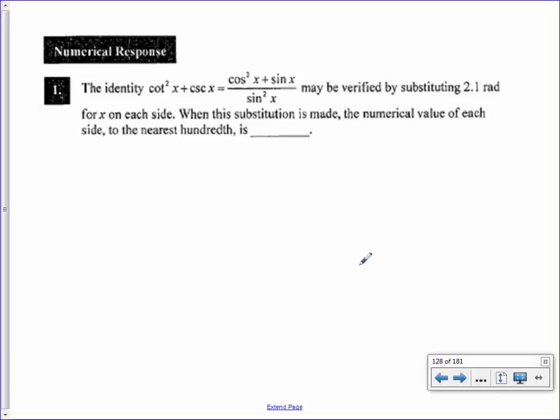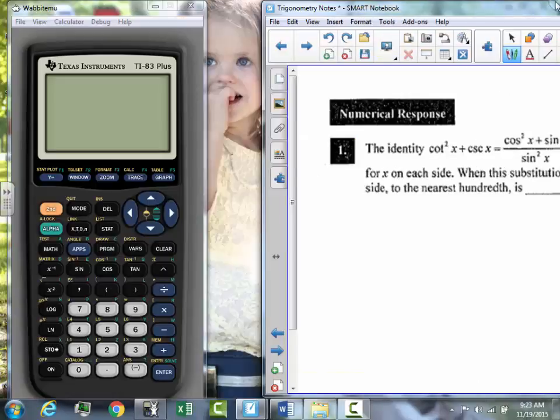One of the ways that you can prove an identity is to do all that work we just did. Or another way you can do it is just plug in a number. For example, you could plug in 2.1 right here and see what this side equals. You could plug in 2.1 right here and here and here and see what the other side equals. And if they equal the same thing, which they should, then you've proven that this thing is true. So really what this question says is, if you substitute 2.1 radians, what does each side equal? So let's try that.